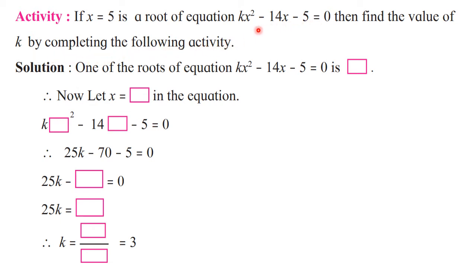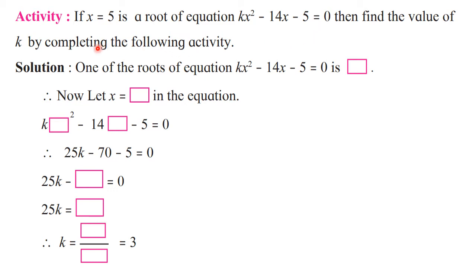So if you observe the equation here, what you will find is that in place of the coefficients, one coefficient is unknown, which is in the form of a letter here. It is not in the form of a number. So here we need to find the value of the unknown k. And the information provided is what? X is equal to 5 is the root of this equation. That means this value x is equal to 5 is going to satisfy this equation.